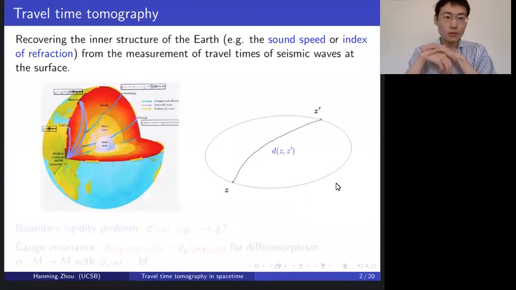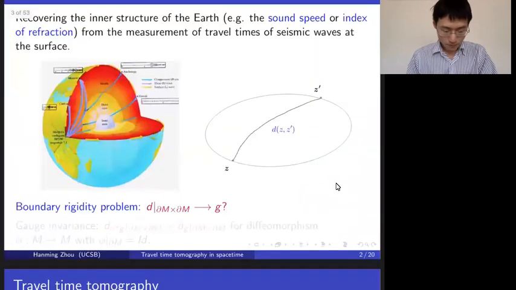All right, so first I just give a brief introduction of the usual travel time tomography and the work I've done so far. The usual travel time tomography is motivated by the geophysical question of recovering the understructure of the Earth from the travel times of seismic waves. Mathematically, one can consider the Earth as some domain, for example in R3, or more generally a manifold with smooth boundary. Then the travel time is modeled by the distance between boundary points, as in the picture on the right-hand side of the screen, where the distance is between the two points z and z prime.